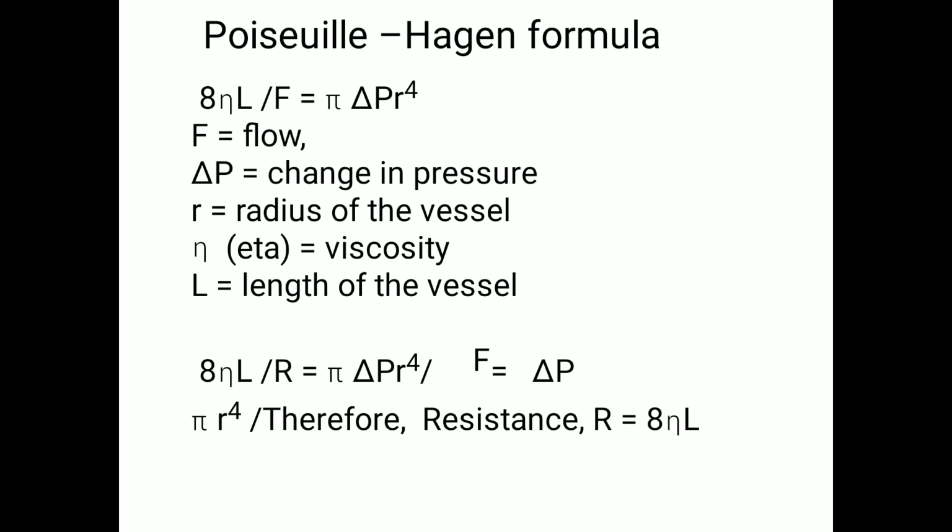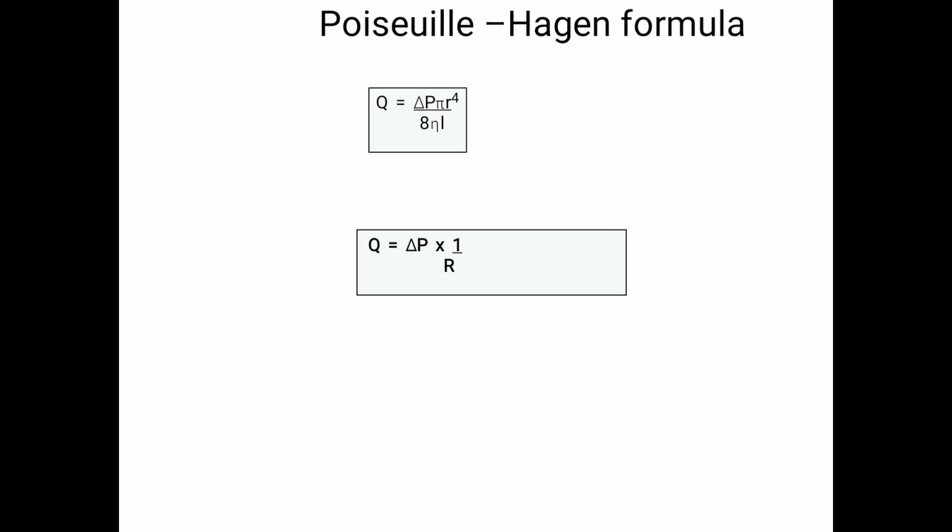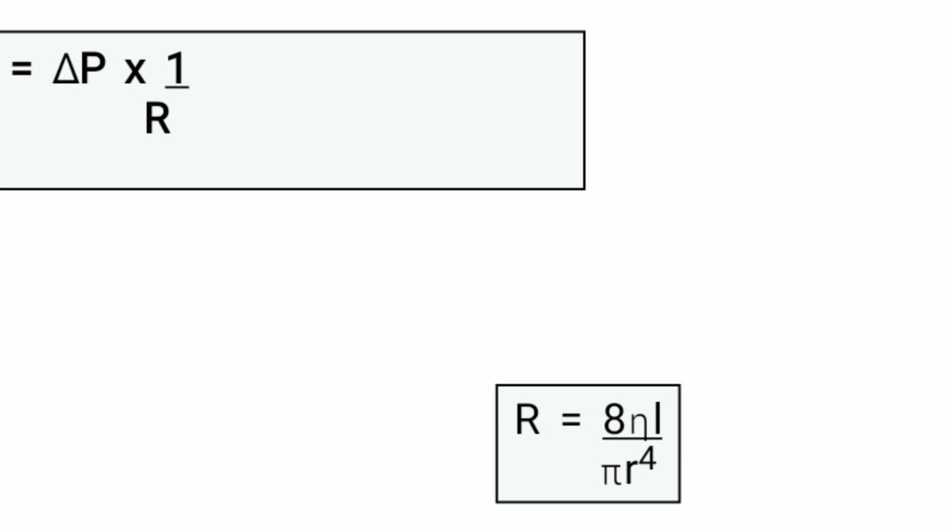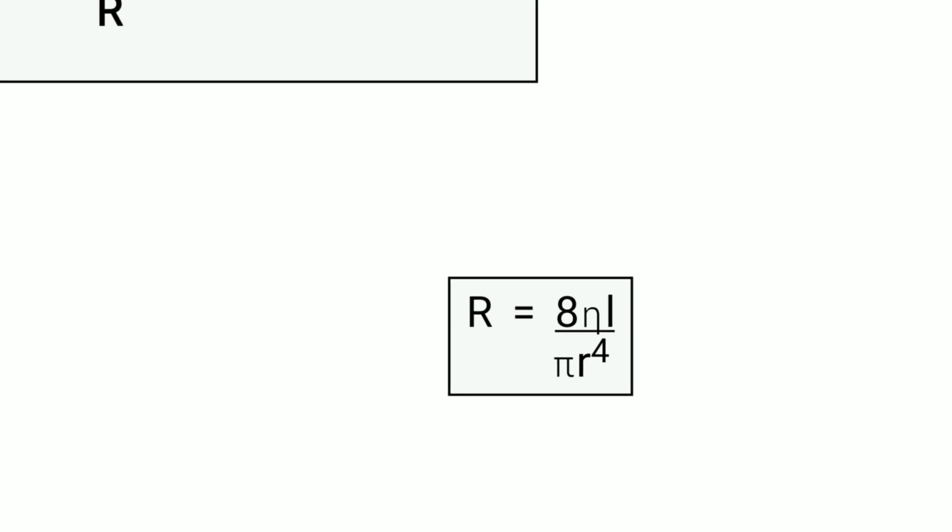We have looked into the formula also. The formula is R equals 8 mu L by pi r cube. This is a very important formula which you must know. The Poiseuille-Huygens formula is valid for a straight rigid tube with Newtonian fluid movement in a tube.